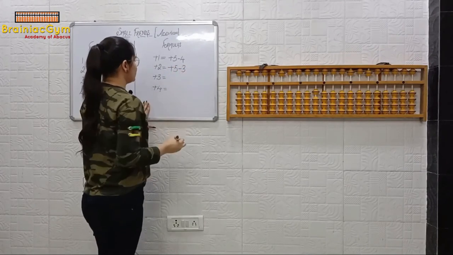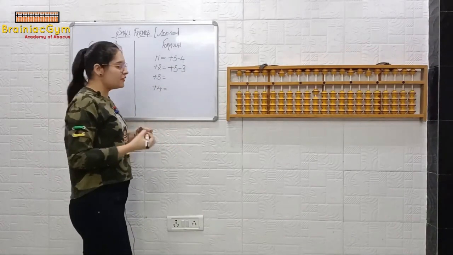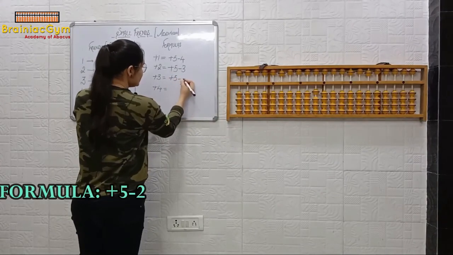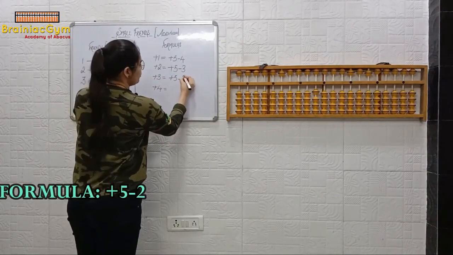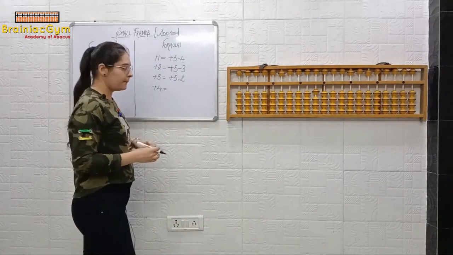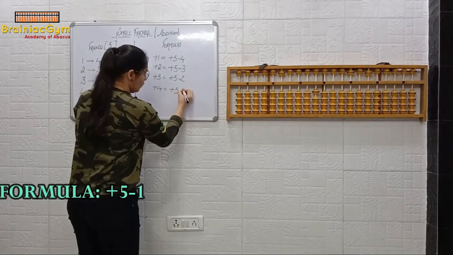Good. Next, formula for plus 3 will be plus 5. Plus 5 to hume karna hi hai. Aage minus, friend of 3 is 2. So minus 2. So formula for plus 4, plus 5 minus 1.